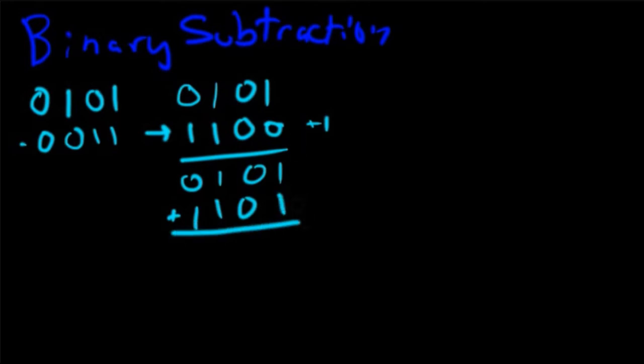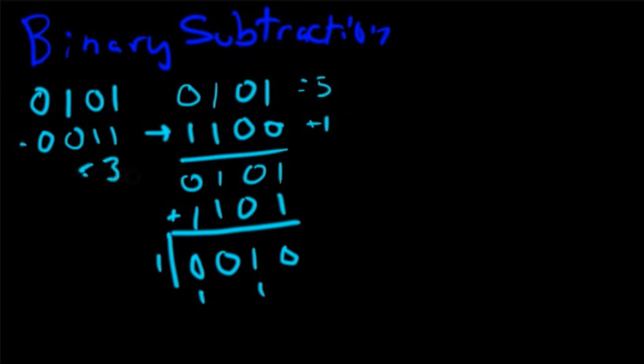Okay, so the answer from this, you just add the two up. So 1 plus 1 will give you 0 over 1 carry out, so that will give you 1. This will give you 0 over 1 carry out. This will give you 0 over 1 carry out. Now if you ignore that final 1 for a second, this was equal to 5 and this was equal to 3.